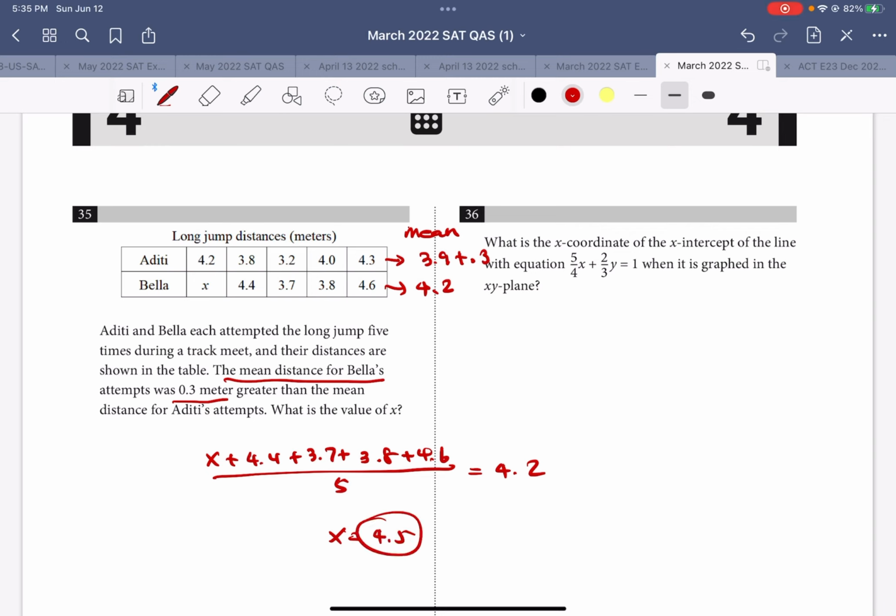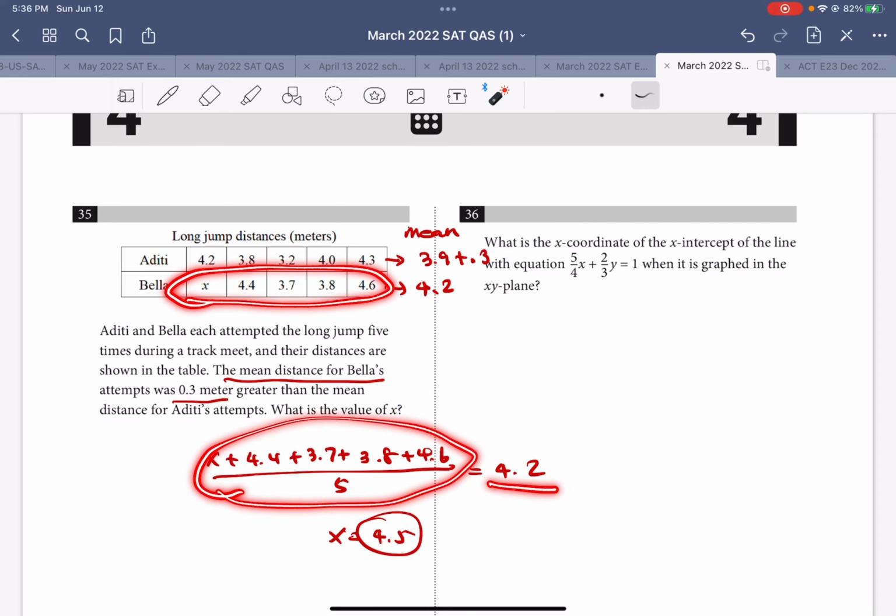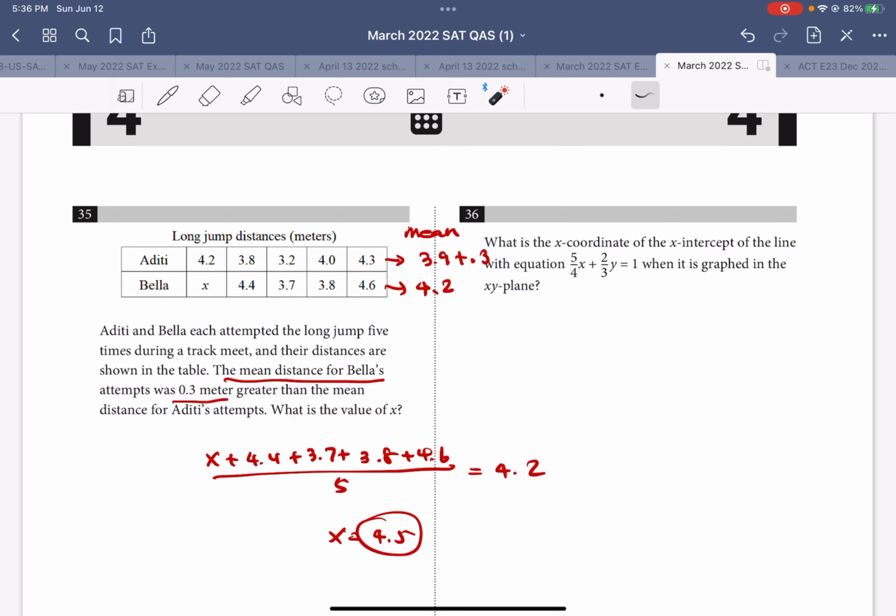Okay, so using averages, what I did is find Aditi's average by adding this all up together and dividing by 5. I got this. And it said Bella's average is 0.3 more. So you add 0.3 to this. Now I got Bella's average, right? And how are you going to find Bella's average? You add all of them and divide by 5. That equals 4.2. And then from here, it's pretty much algebra, right? What I did actually, I multiplied by 5 on both sides, so that cancels out this. And then you subtract all of this. Okay? Then we'll get your answer.